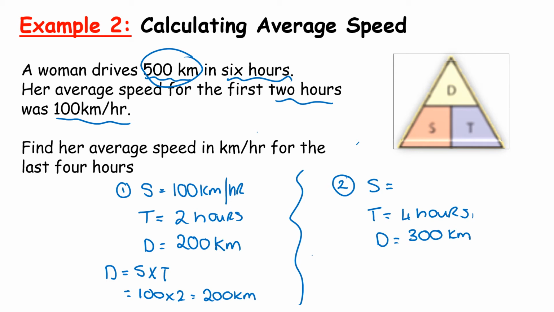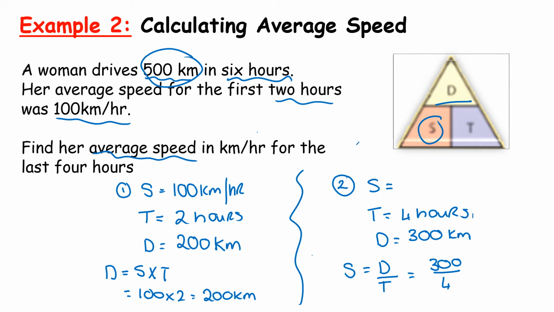Now, they've asked us to find her average speed for the last 4 hours. So speed is equal to distance divided by time, which is 300 divided by 4.